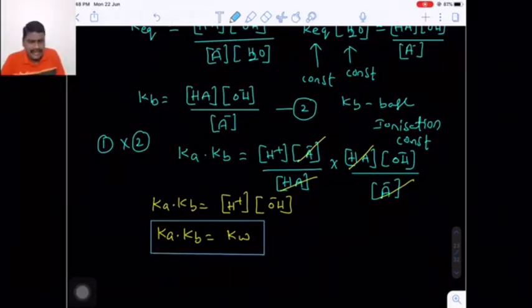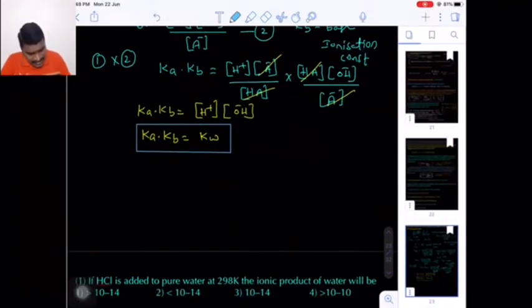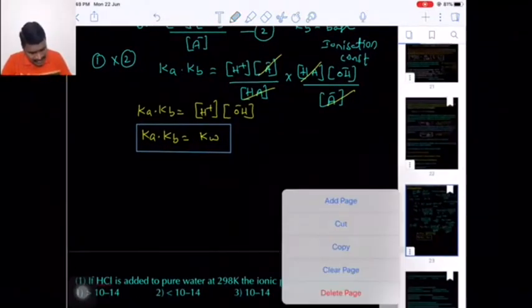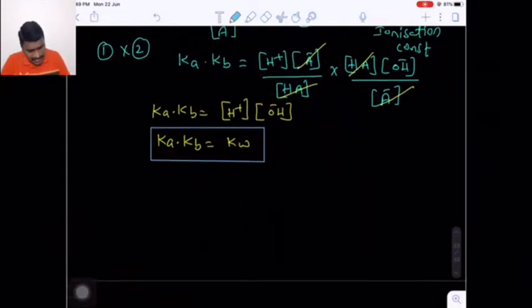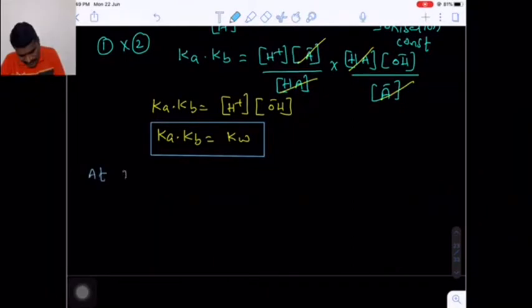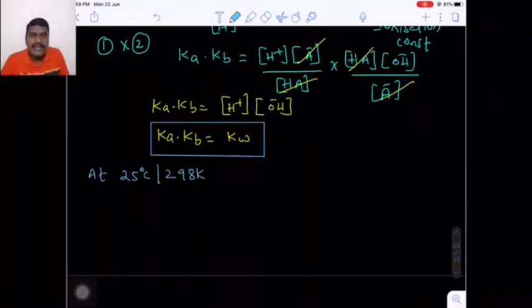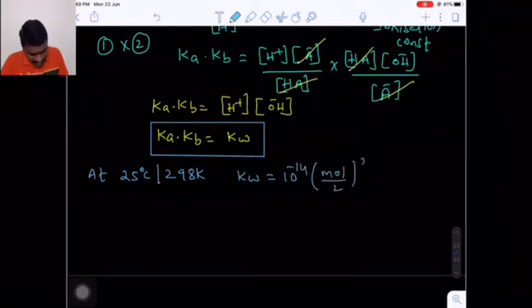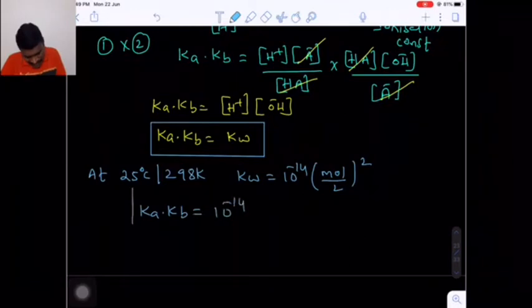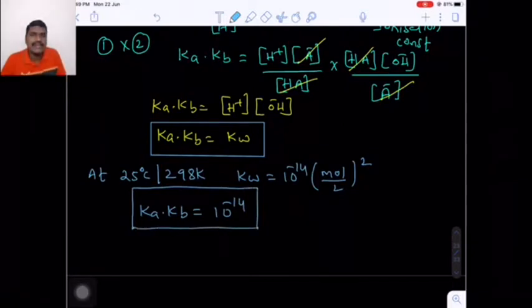Okay. Now we know at room temperature, that is 25 degrees Celsius or 298 Kelvin temperature, what is the ionic product of water? Kw value is 10 raised to minus 14 moles per liter whole square. Okay. So I am writing Ka multiplied by Kb will be equal to 10 raised to minus 14. This will be only applicable at room temperature.